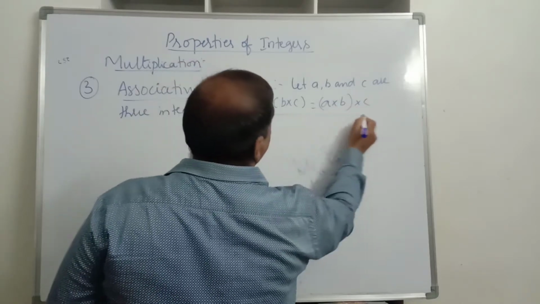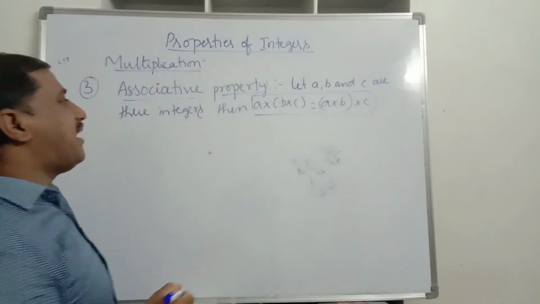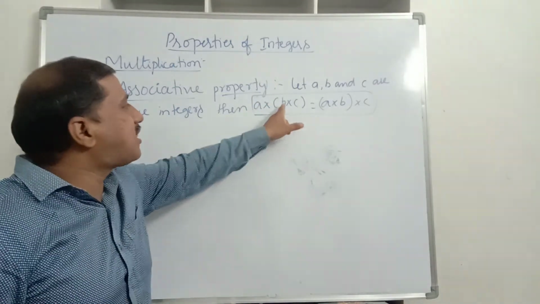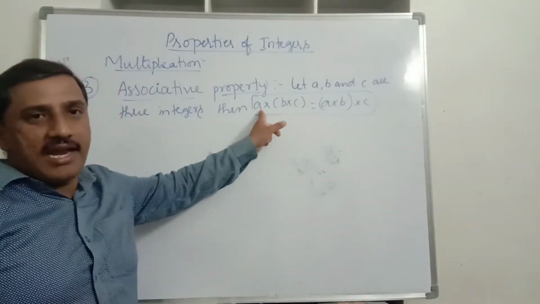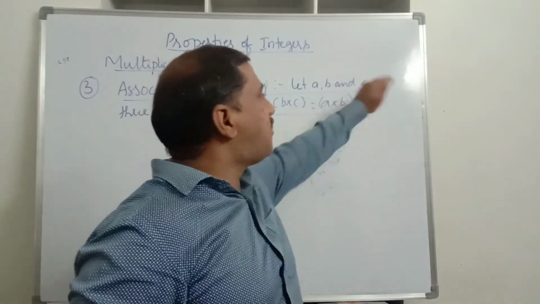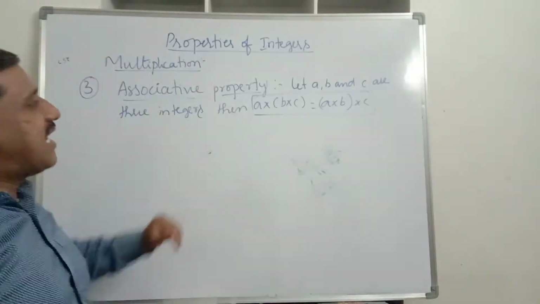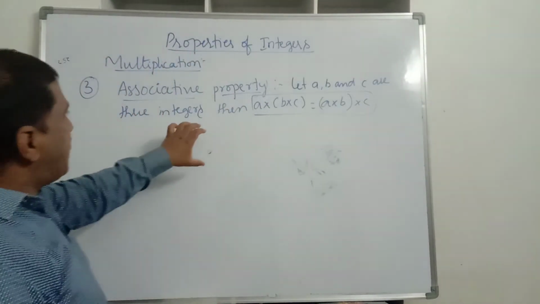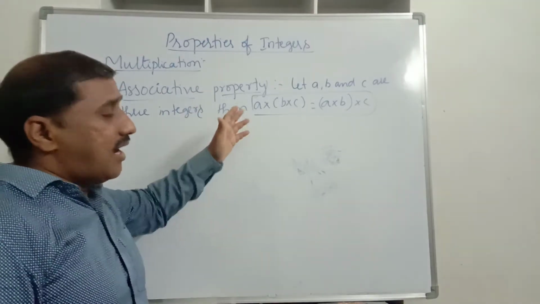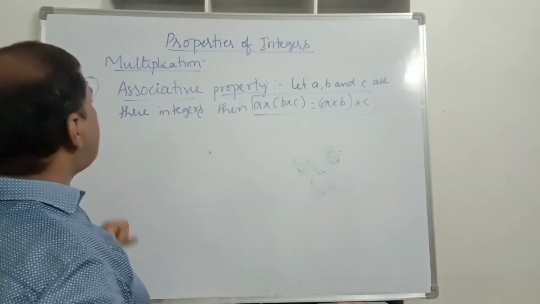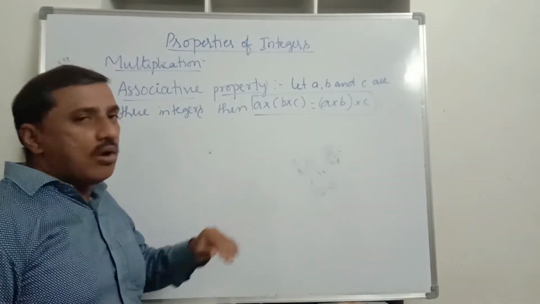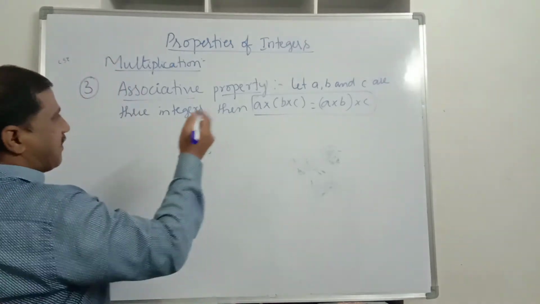Here we are multiplying three integers A, B, C. On the LHS, A into whole B into C, that is the product of B and C is multiplied by A. And on the RHS, the product of A and B, that is A into B, is multiplied by C. In both the cases, the product will be the same. And this property is known as associative property. So what it states is, let A comma B and C be three integers, then A into B into C is equal to A into B whole into C. We will verify with some examples.